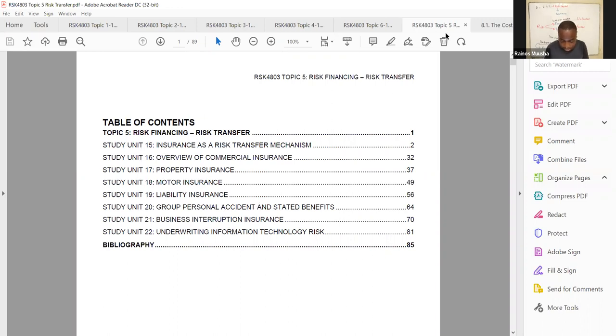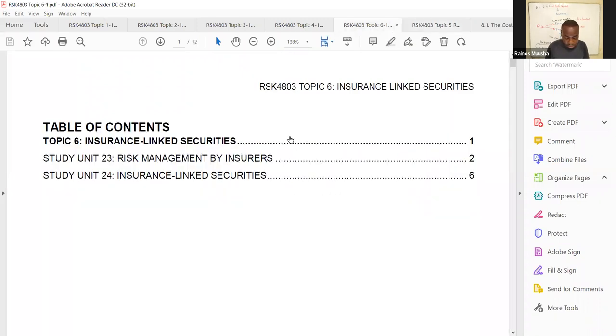So that's topic 5. Then topic 6 looks at risk management by insurers, and it also looks at insurance-linked securities.